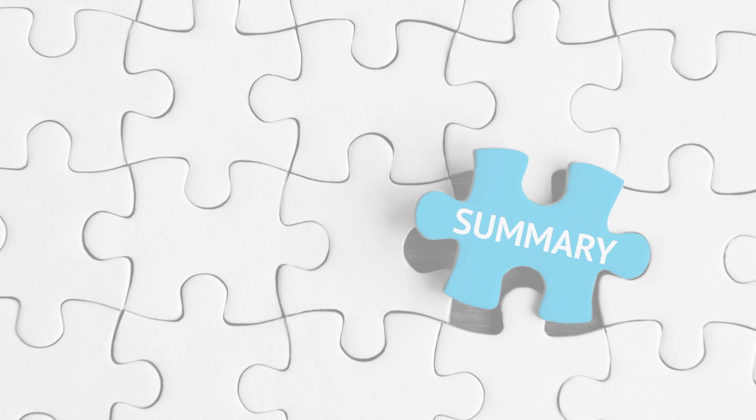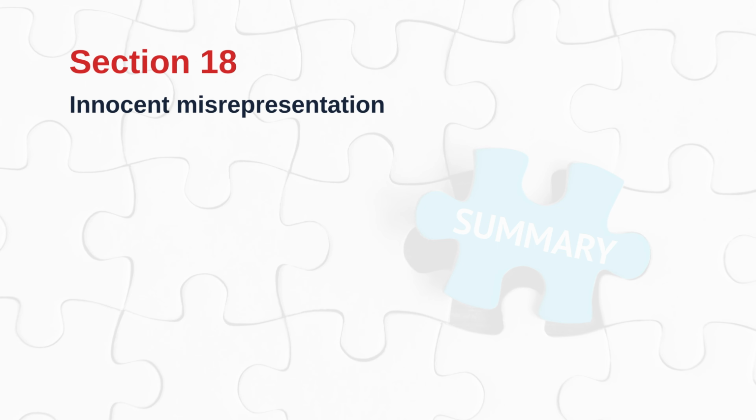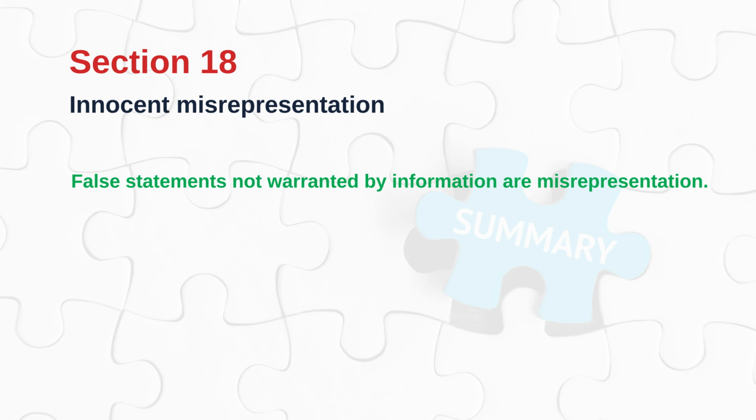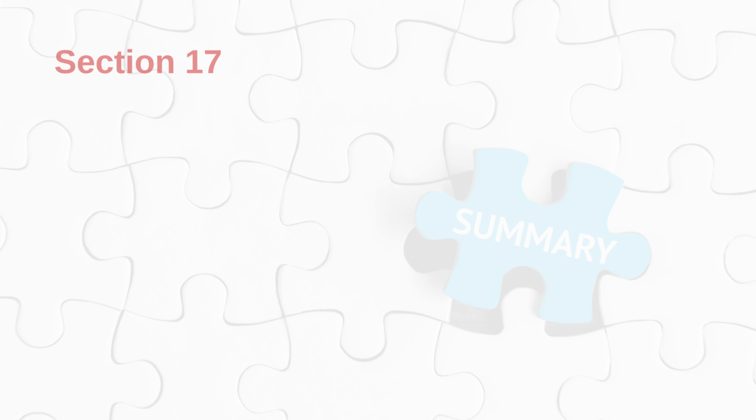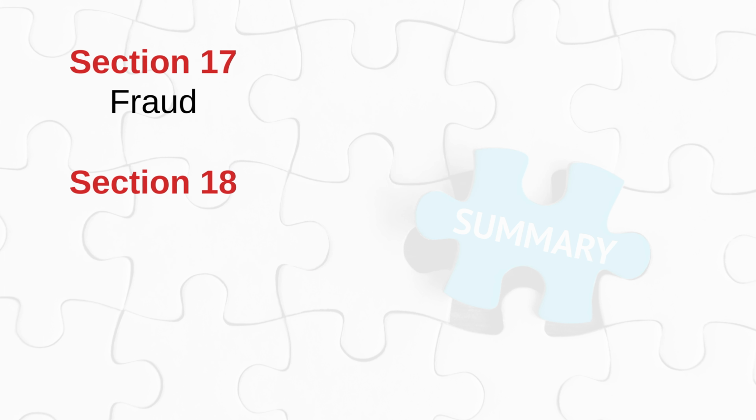Let's summarize section 18, which is also known as innocent misrepresentation. We learned how false statements not warranted by information are misrepresentation. We learned about breach of duty and situations when someone causes a party to make a mistake about the subject matter of the agreement. We have learned both section 17 that deals with fraud and section 18 that deals with misrepresentation.